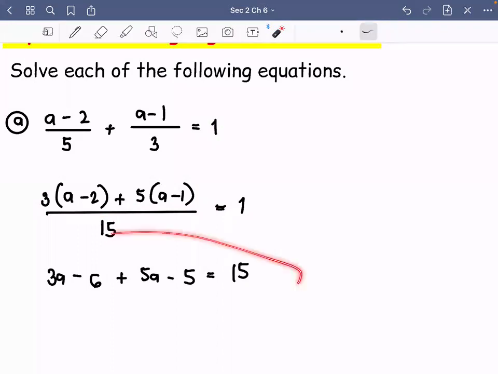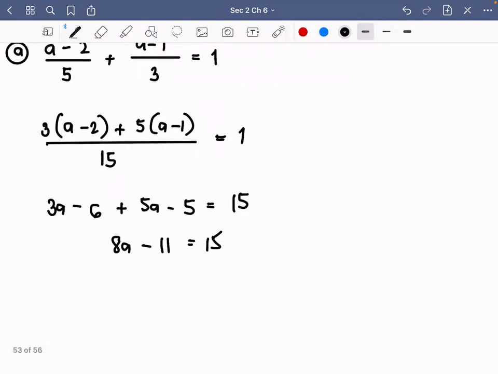So what's next? Let's solve for a. So 3a plus 5a is 8a. And then I have negative 11 equals 15. So it becomes 8a equals 26. So a is equal to 26 over 8. Okay, so that's my answer. Do you have any question, class?